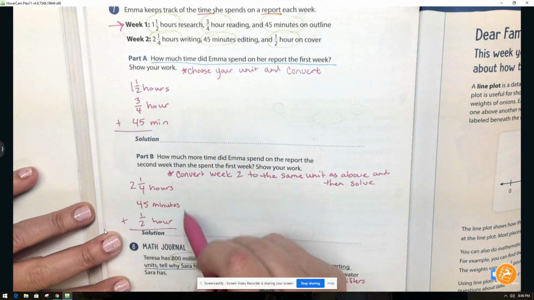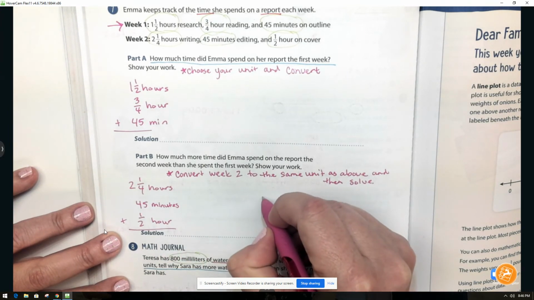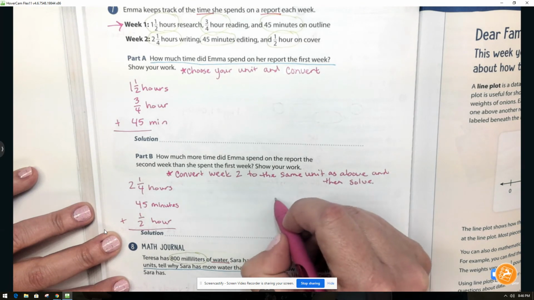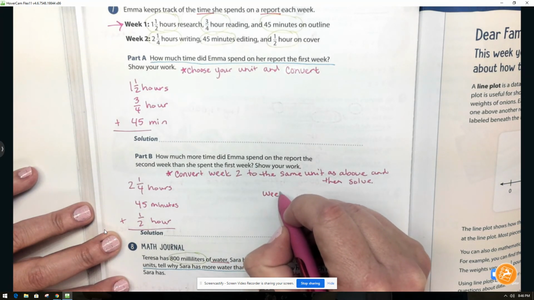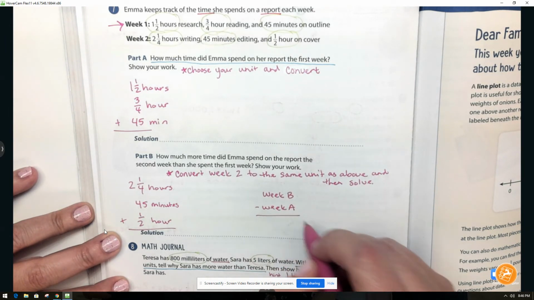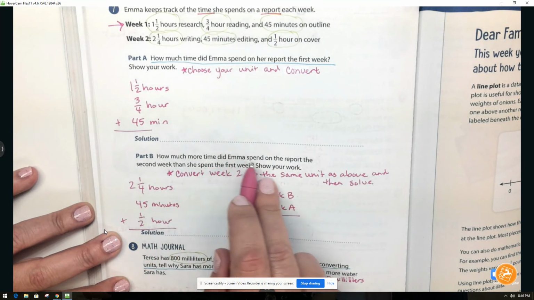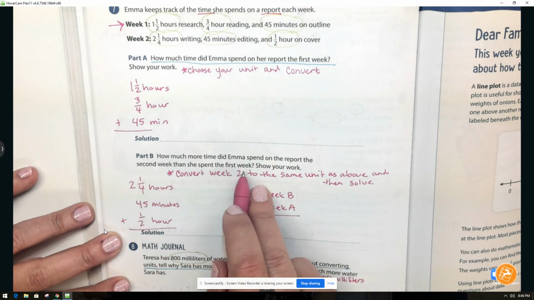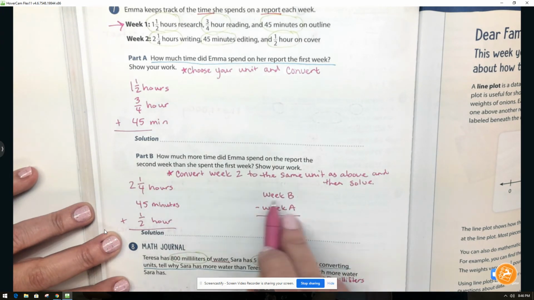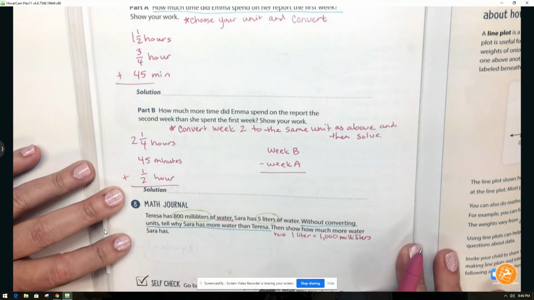Then after you add all of these together, you're going to take your total here and then subtract. You're going to take week B and subtract week A from week B to get your answer. And that is how much more time did she spend on the report the second week than the first week. So you're going to take your total from week B and subtract your total from week A to get your answer. Make sure you have the same units. You cannot subtract hours from minutes. It just doesn't work.